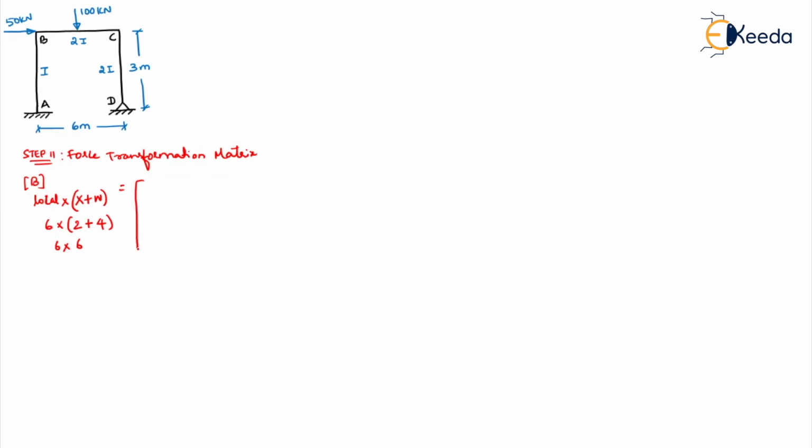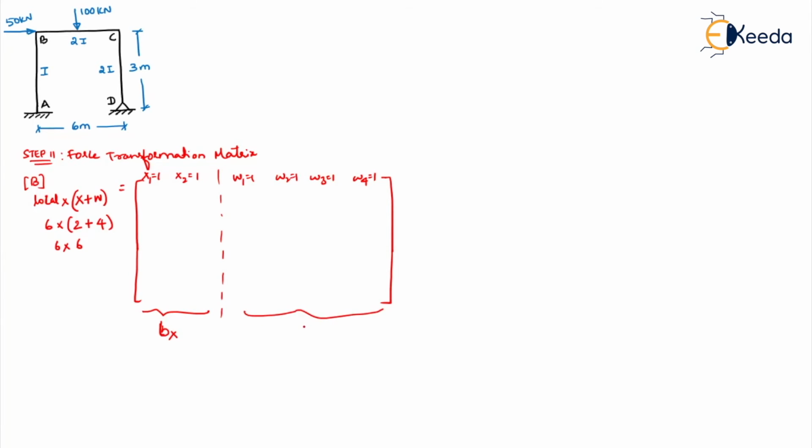Okay. Now I'm directly writing the values here. How do we get it? We'll see it in the next lesson. Also shear force and bending moment for the same problem I'll show you in the next lesson. So we have to take X1 as 1, X2 as 1 here. This is for the Bx matrix. Then here W1 equal to 1, W2 equal to 1, W3 equal to 1 and W4 equal to 1. So this is called the Bw matrix.